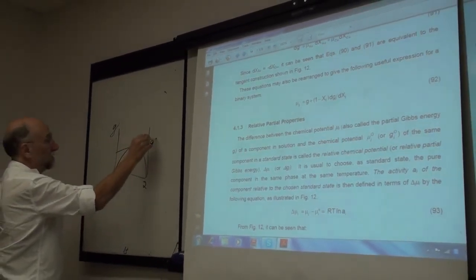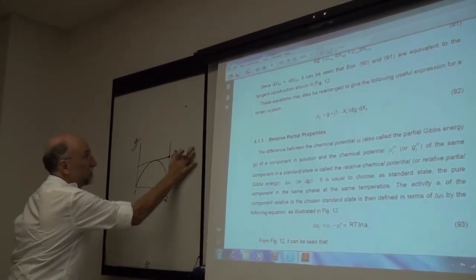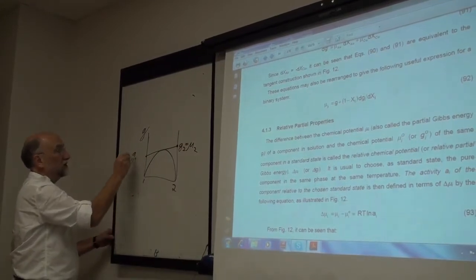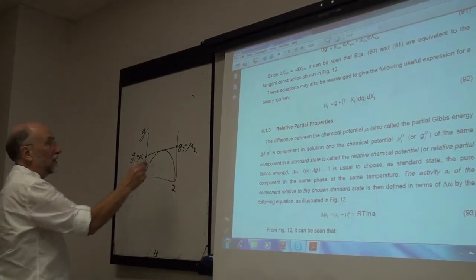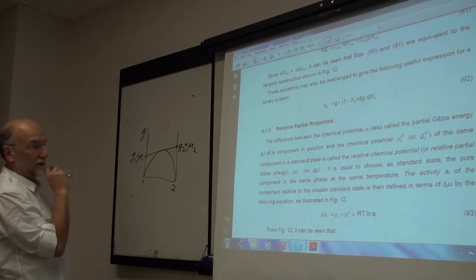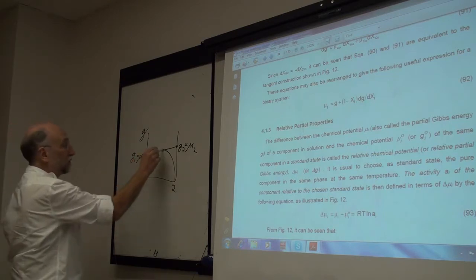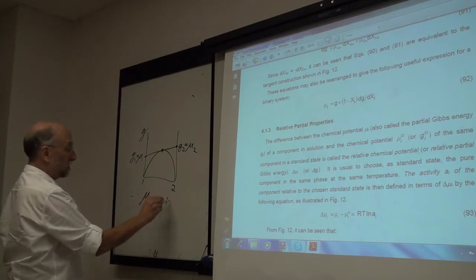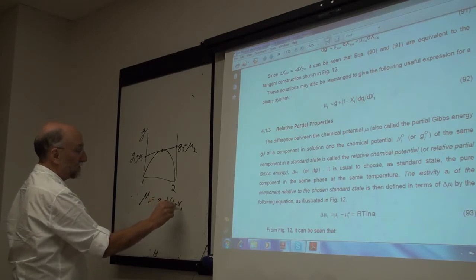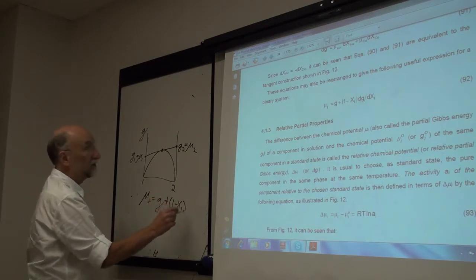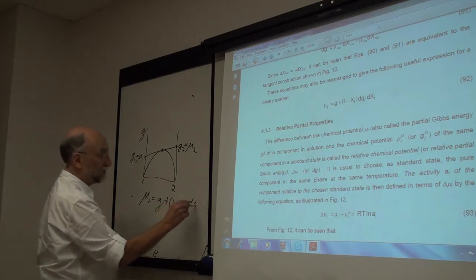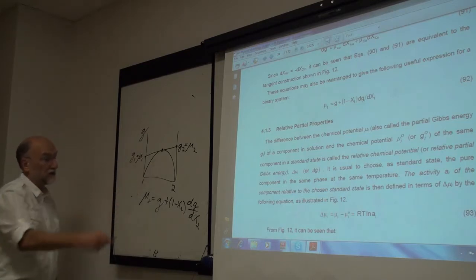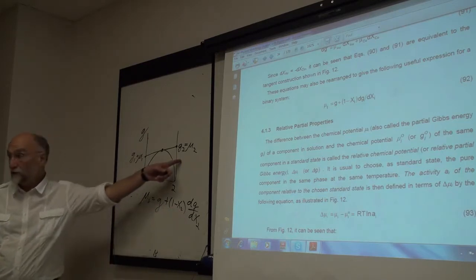And this point here is G of x. If this is G, then this is G of 2, which is the same thing as mu of 2. And this point here is G of 1, which is the same thing as mu of 1. And so at this particular point here, we'd have mu 2 is equal to G plus 1 minus x2 times dG/dx2. Okay, so if you have an equation for G, you can get an equation for mu2.